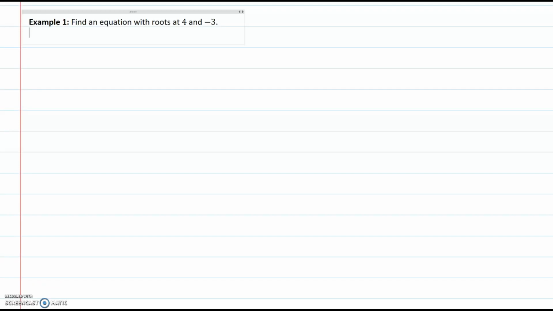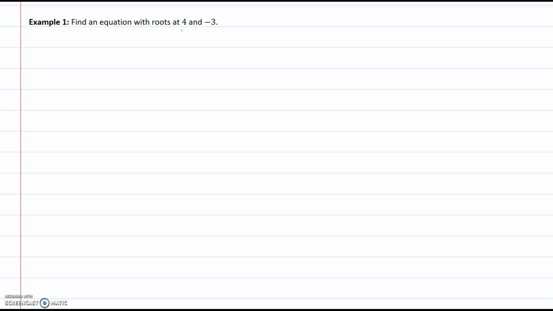In this example, we have to find an equation with roots that are given to us as being at 4 and at -3. Another way of thinking about this is there's an equation whose solution is going to be x equals 4 and x equals -3. Roots and solutions are the same thing. So the roots of this equation, or the solution to this equation, will be x equals 4 and x equals -3. We have to come up with what the equation might be.